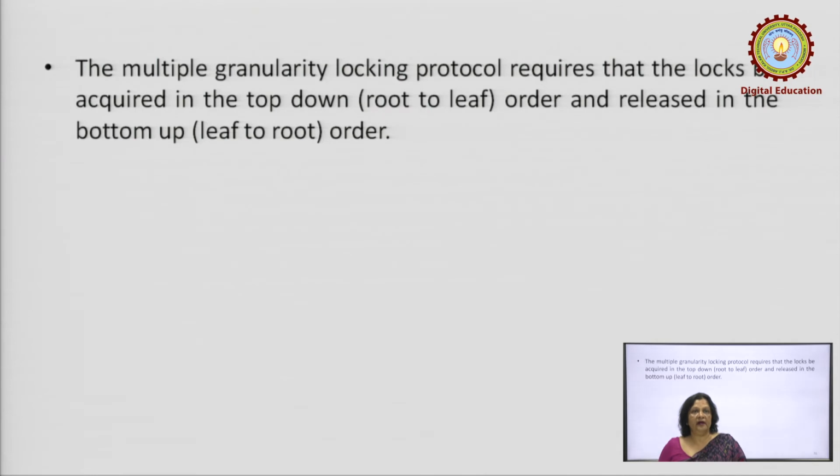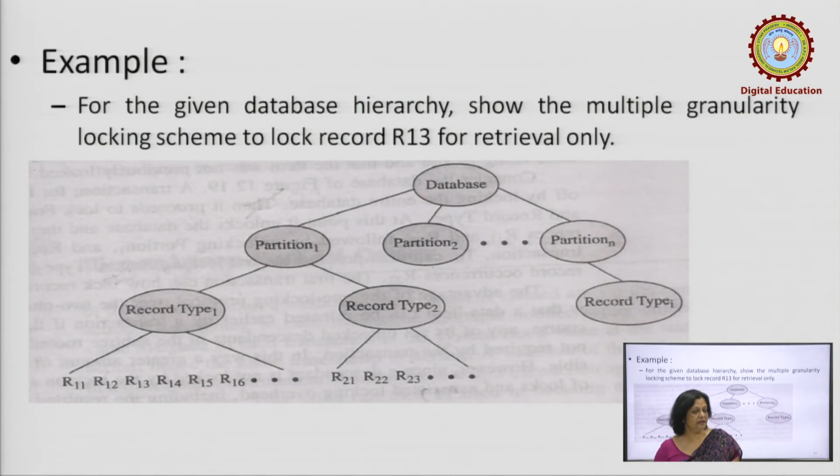The multiple granularity locking protocol requires that the locks be first applied in a top down fashion, that is, applied from the root to the leaf and released from the leaf to the root of the hierarchy. Now, let us consider this example. We have this multiple granularity hierarchy over here, and we say for the given database hierarchy, show the multiple granularity locking scheme to lock the record R13.